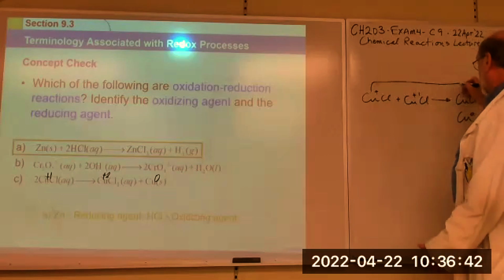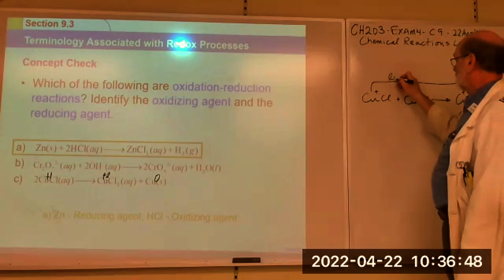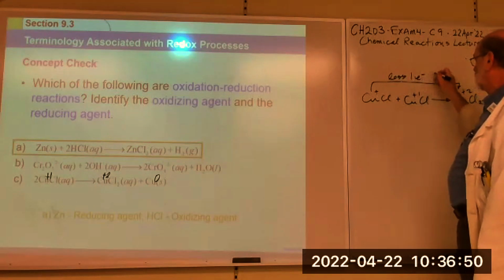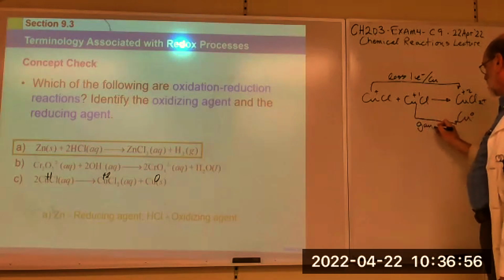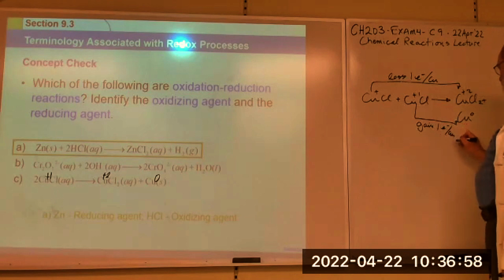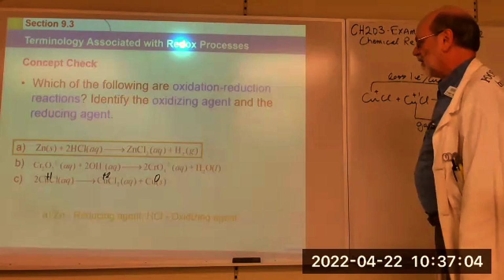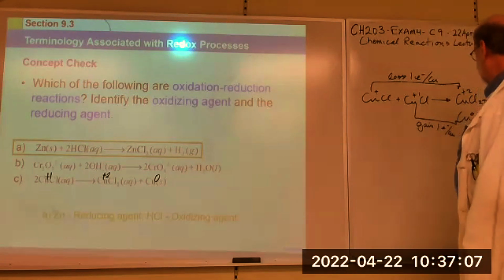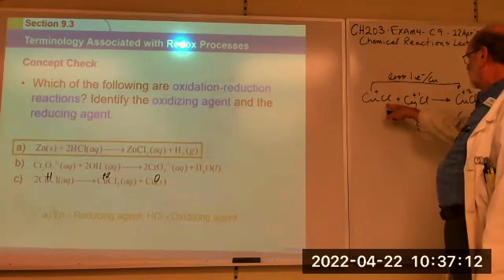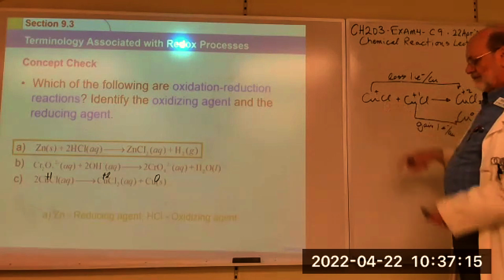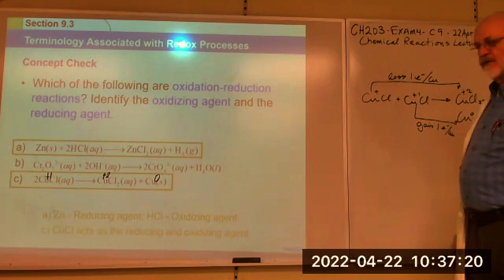So the one that goes, just arbitrarily pick this one, loses 1 electron per copper. And this one gains 1 electron per copper. Okay, so what does that mean? Well, the oxidizing agent is the one that's reduced. And the reducing agent is the one that's oxidized. So they're both.